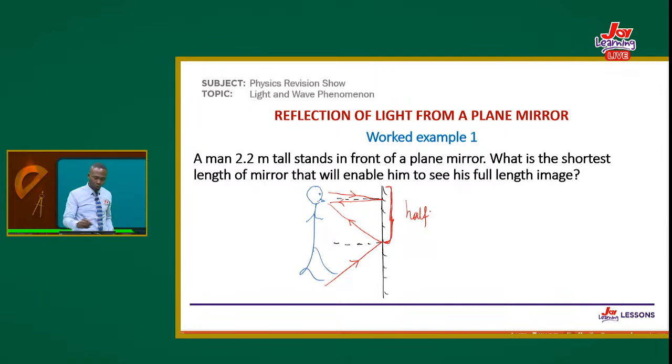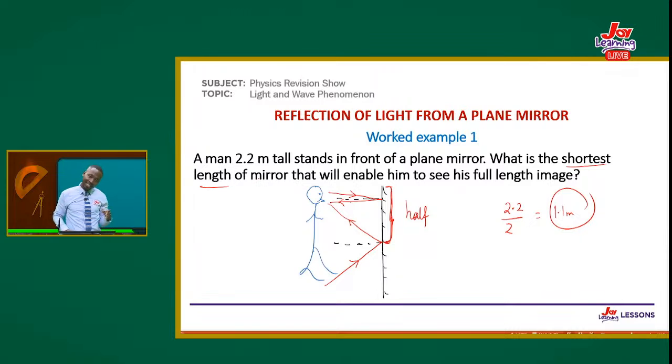So if the man is 2.2 meters tall, then he needs a mirror whose length will be just half of the man's height. So you're going to get 2.2 over 2, half of it, which will give me 1.1. So the shortest length or the least length of mirror that will be needed by the man will be 1.1 meters.